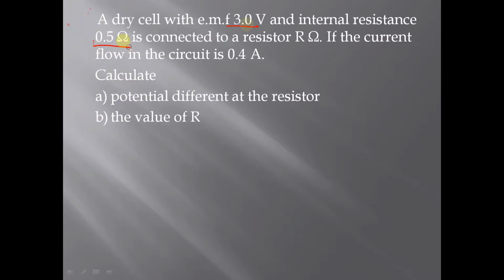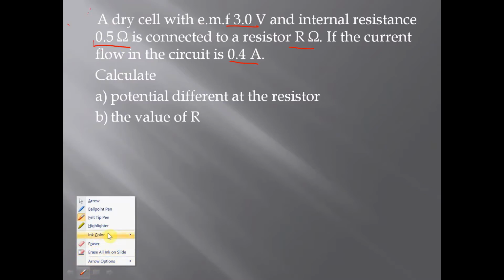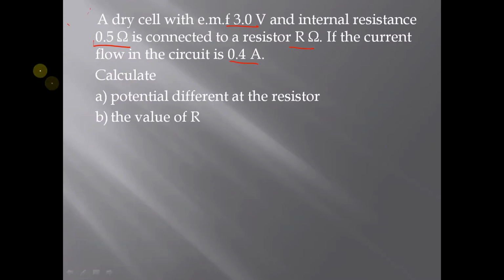Okay, 0.5 ampere connected to resistor R ohm. Current flow is this. So bermakna apakah maklumat diberikan di sini memang sangat jelas lah. So apa yang berlaku? Pertama sekali diberikan kita adalah EMF is equal with 3 volt. Internal resistance small r 0.5 ohm. Then external don't know the value, so doesn't matter. Current flow I equal with 0.4 ampere.